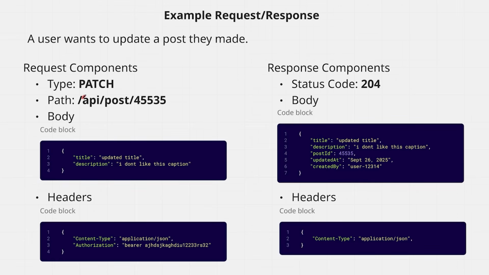The path is /API/post, and then this is the ID of the post. So I'm saying, okay, I want to go to my API. I want to modify post. This is the ID of the post that I want to modify.